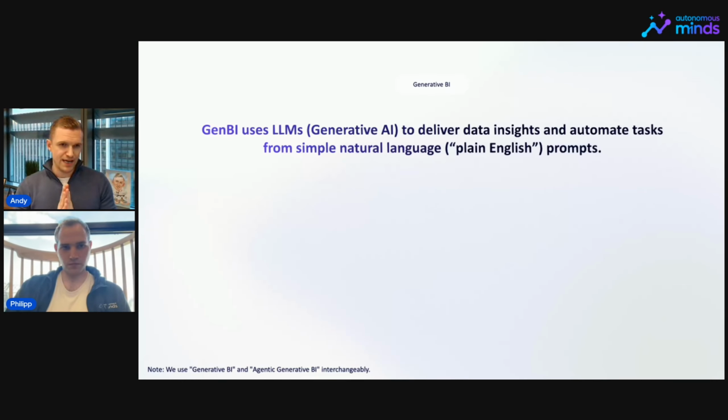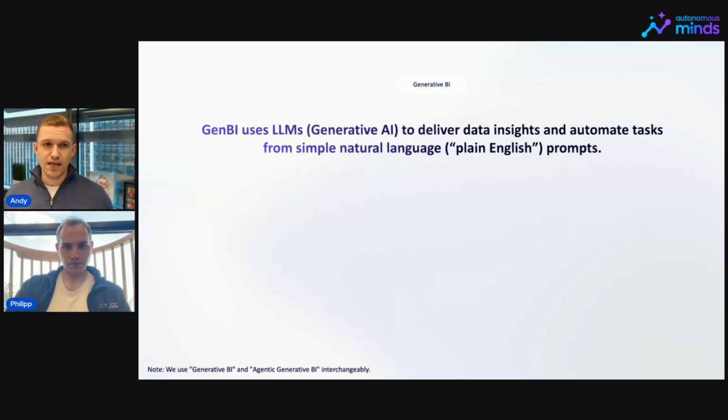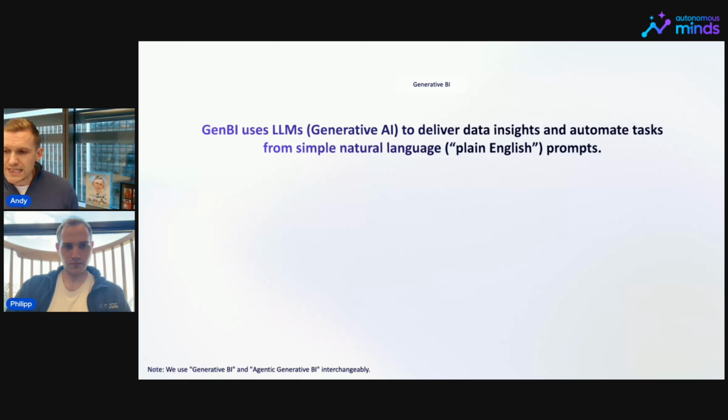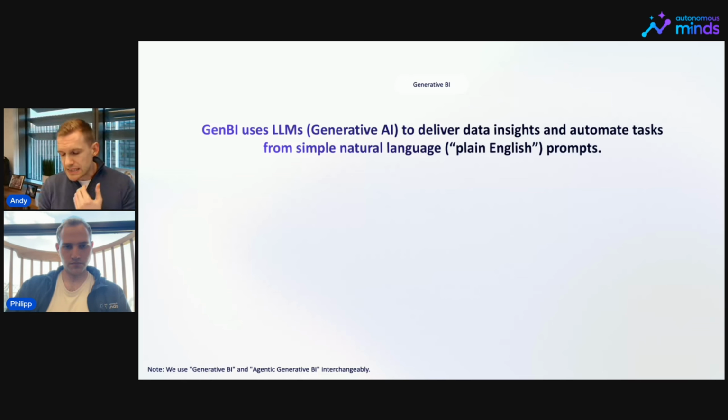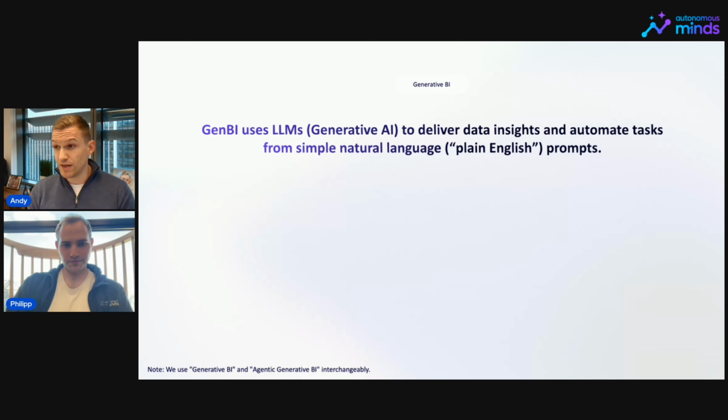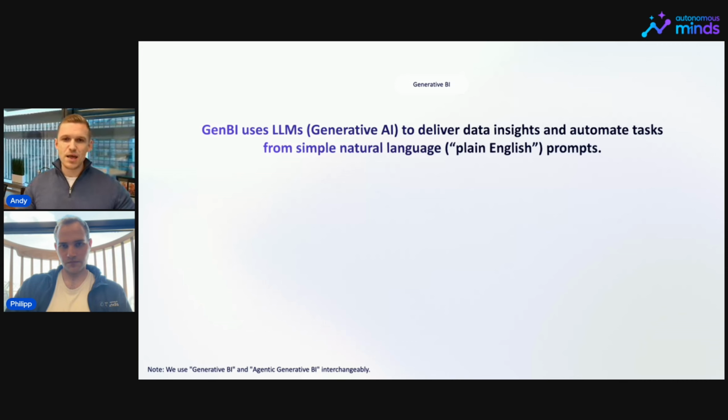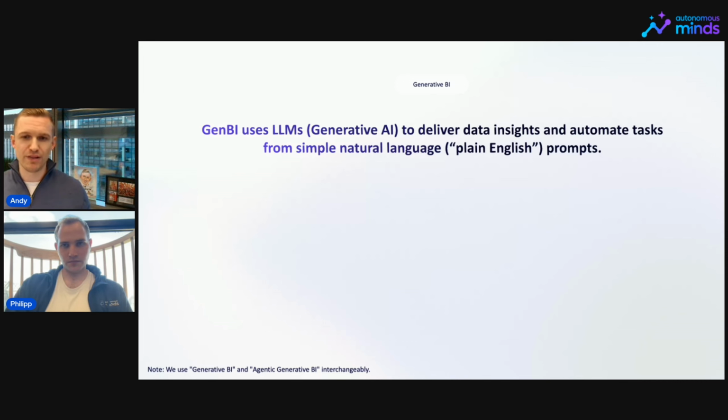That's where generative BI comes into play. Generative BI, what is this? It's basically a bit of a hype topic at the moment. We'll see on the next slide that this is something that is up and coming and quite hot, and will become even hotter. Generative BI is nothing else than the use of large language models, so generative AI, to deliver data insights and to automate tasks based on these insights from simple language, right?